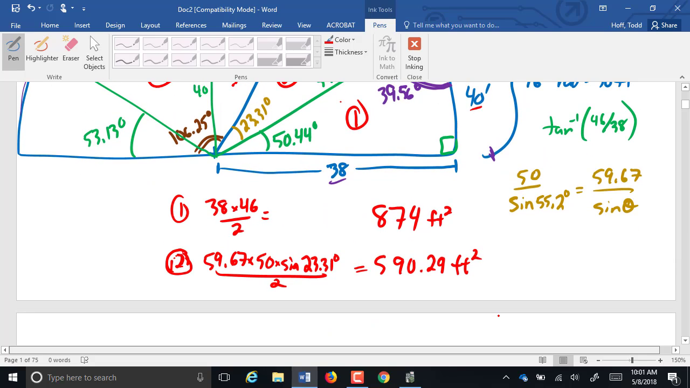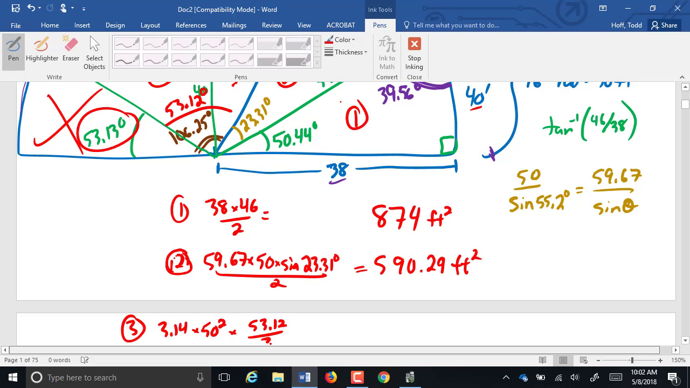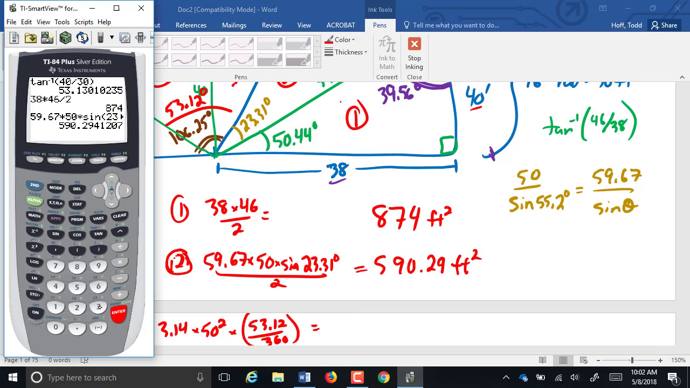And then, of course, we can subtract out the 53.13 and just eliminate that piece altogether, can't we? That way we don't have to subtract it out later. So 106 minus 53.13 is going to give us 53.12 degrees. So we'll find that sector is pi times that radius of 50 squared times 53.12 over 360, which is 1158.31.